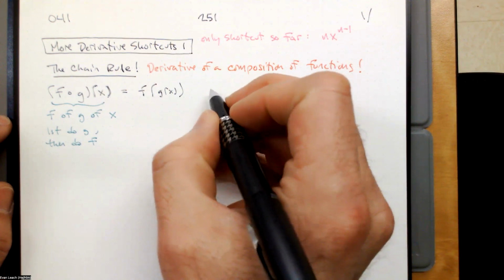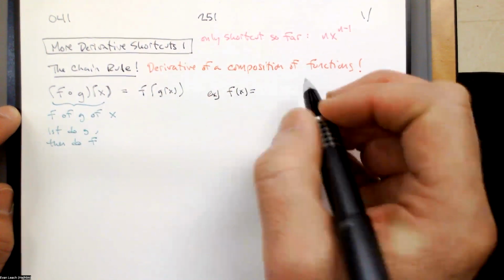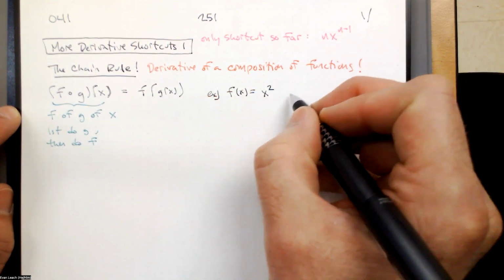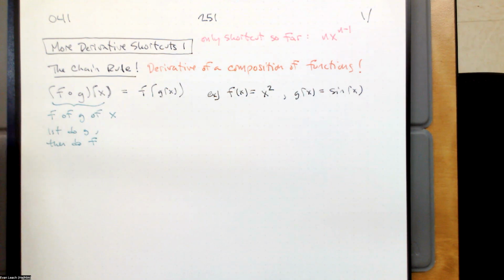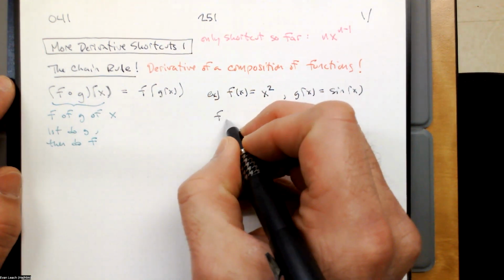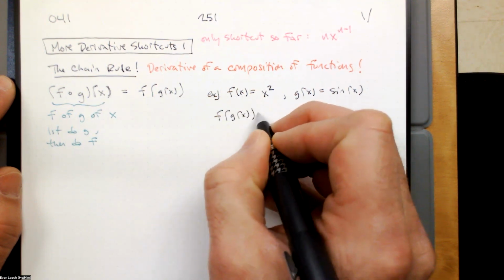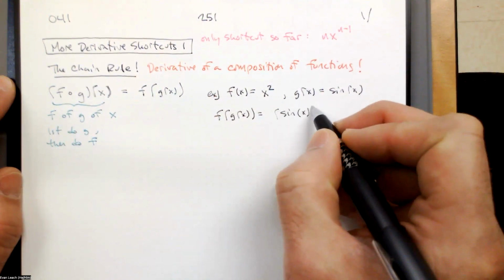So for example, if f of x is x squared and g of x is sine x, then for f of g of x, first we would do g of x, first we would do sine of x, and then we would square the result.